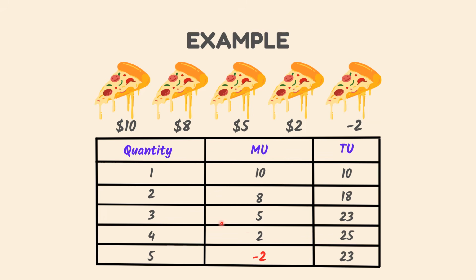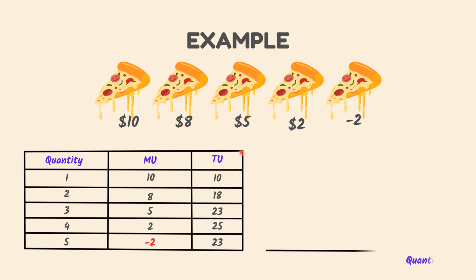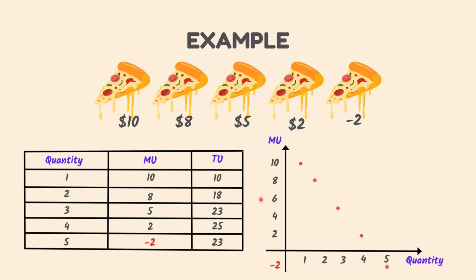Now we can draw the marginal utility curve from the table. We will show quantities on the x-axis, and marginal utility on the y-axis. We will simply point out the combinations and join the points with a straight line. Here you can see that the line is sloping downward. This is because of the negative relation between the quantity consumed and the utility, hence we call it the law of diminishing marginal utility.